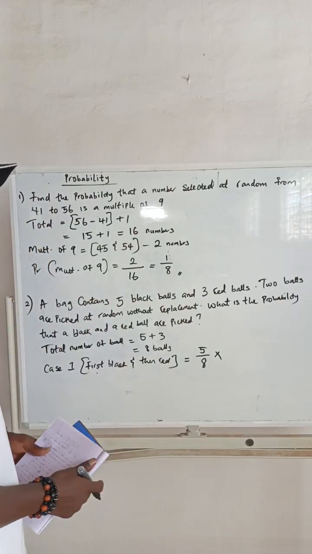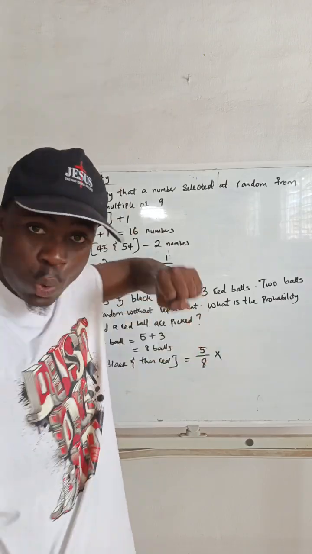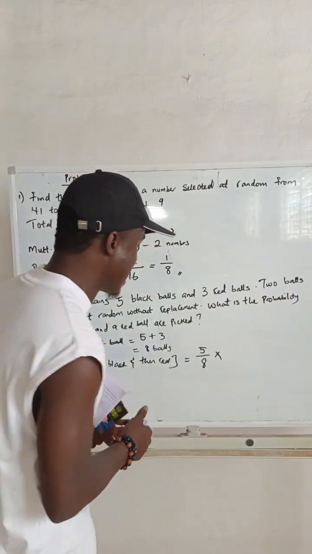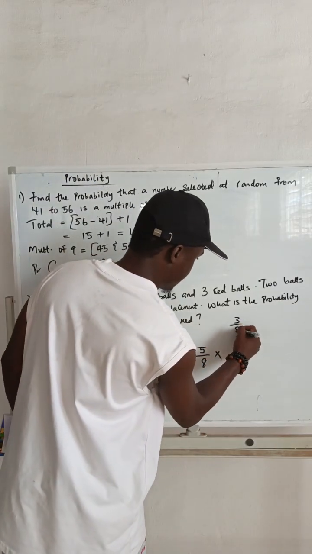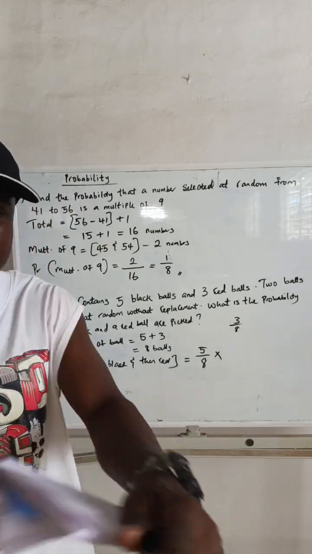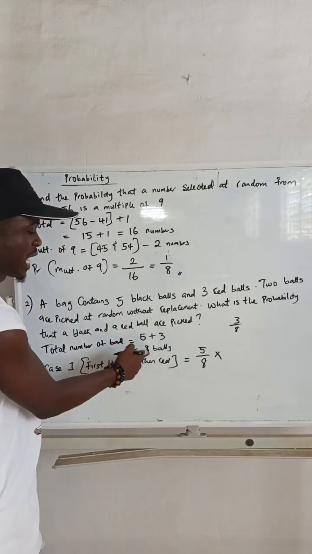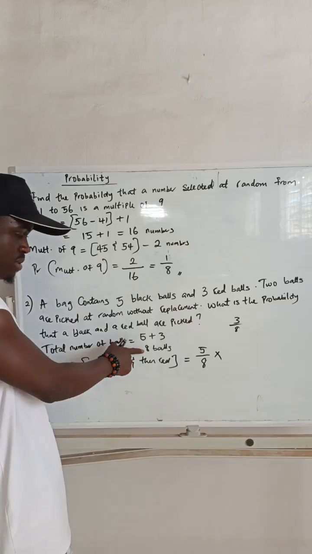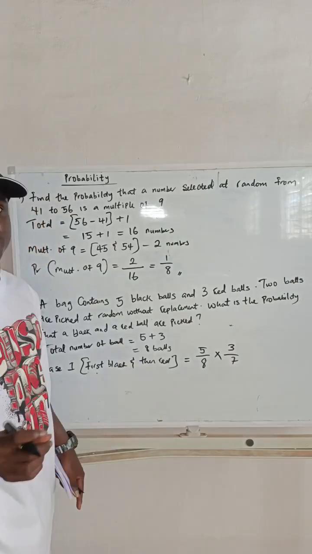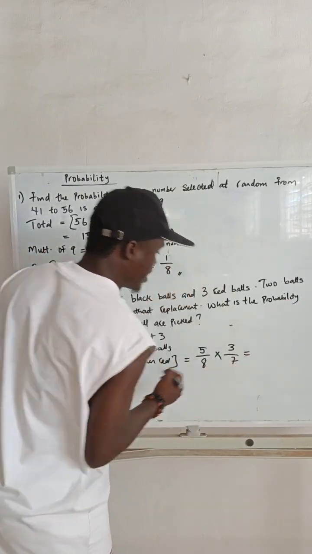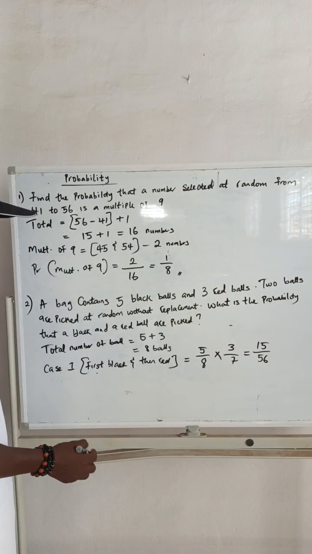But there's a problem. The problem is that they didn't replace the ball that they picked. So my total cannot be complete. They've picked out 1 ball. Initially, my probability of red should be 3 over 8, very true. But now they've picked a ball without replacement, so my total has now changed: 8 minus 1 gives me 7 balls. So this now gives me 3 over 7 instead of 3 over 8. That's the logic. So this gives us 15 over 56. Now, this is the first case.